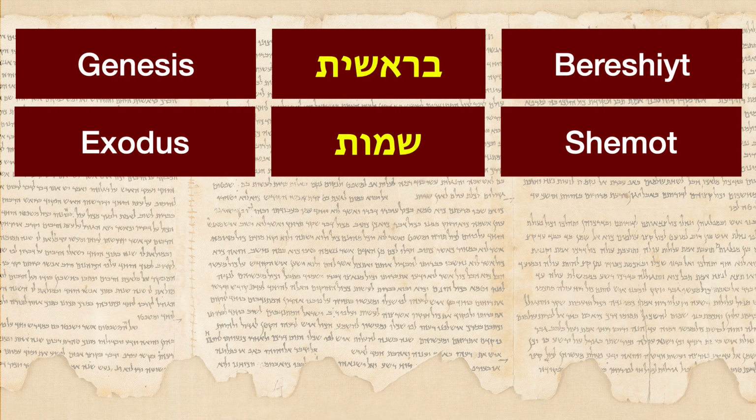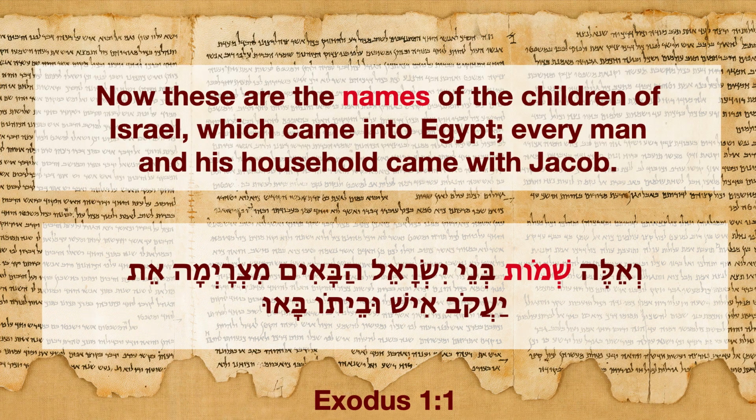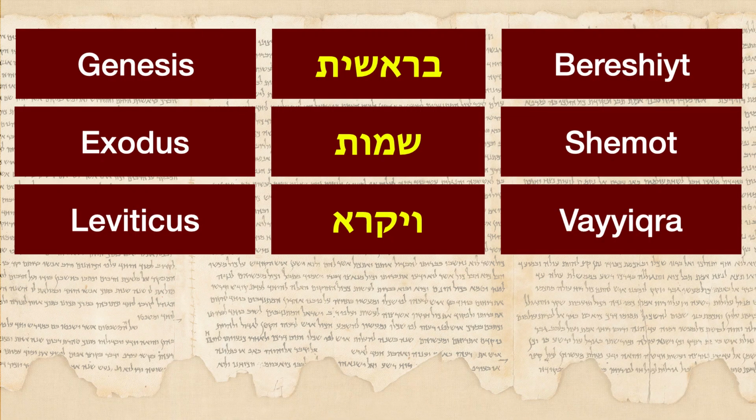Exodus is Shemot. And where do we get this? We get it from Exodus chapter 1, verse 1. It says in English, "Now these are the names of the children of Israel." In Hebrew, it reads, Ve'elleh shemot bnei Israel. So the word for names is Shemot. Shemot is the word in the Hebrew Bible for the name of the book of Exodus.